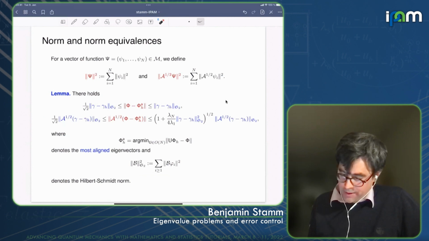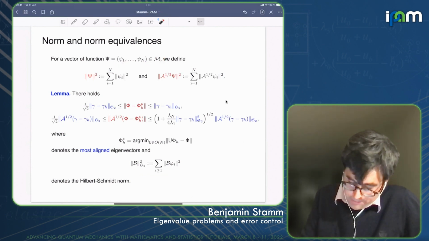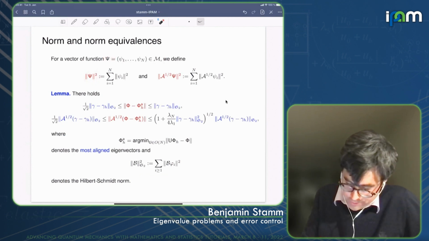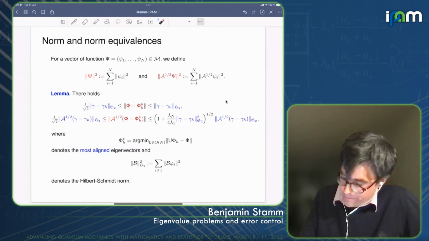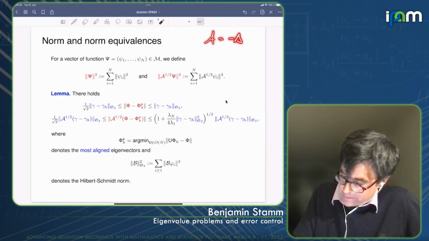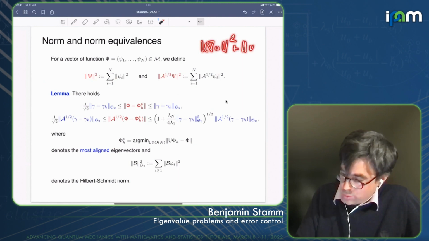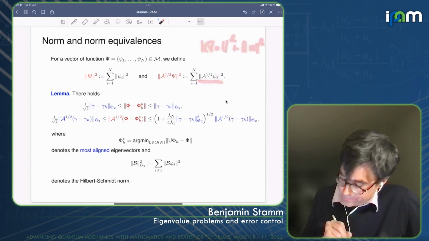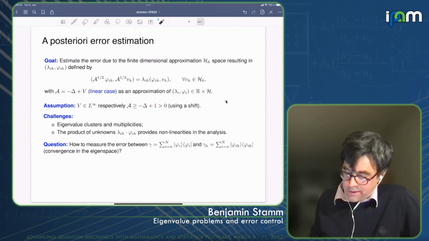So a few things about norms and equivalences. Assume we have some n functions in the Stiefel manifold. You can build this like a vector of functions. You can build this norm as being just the sum of the individual L2 norms. You can do something similar if you put A^{1/2}, and whenever you see A^{1/2}, you have to think about the H1 norm, because A somehow is like minus Laplace plus 1, so A^{1/2} is like the gradient of U in norm plus somehow the L2 norm. So this is the H1 norm. Or at least it can be bounded below by this, since we made this assumption that A is bounded below by minus Laplace plus 1.